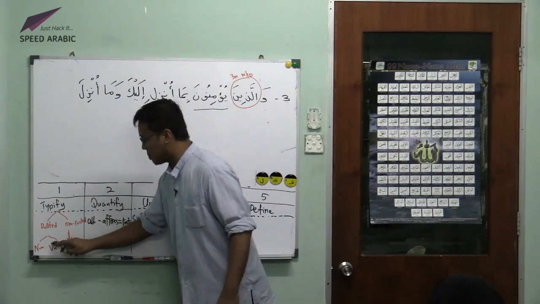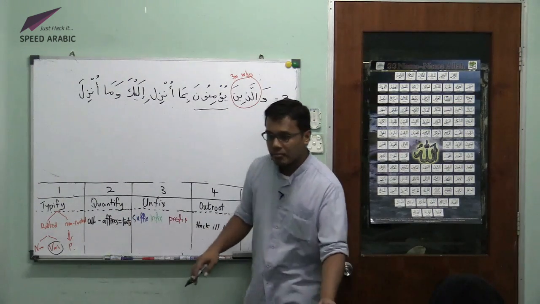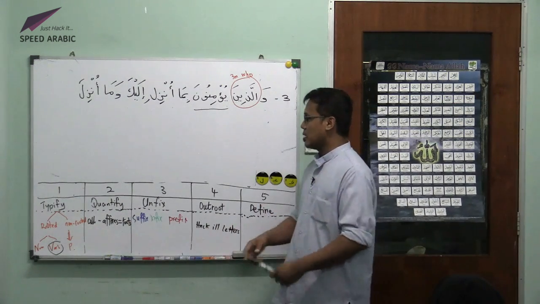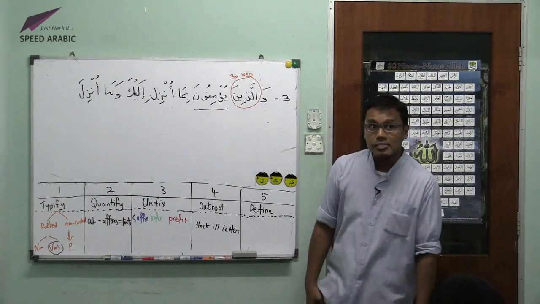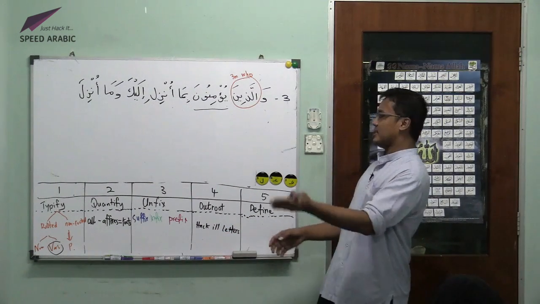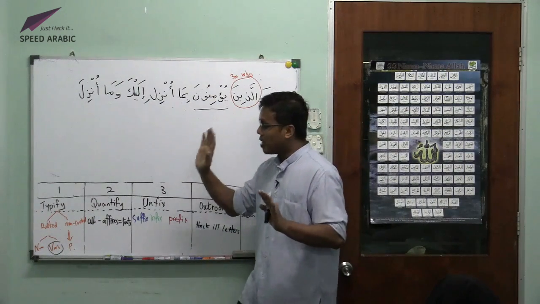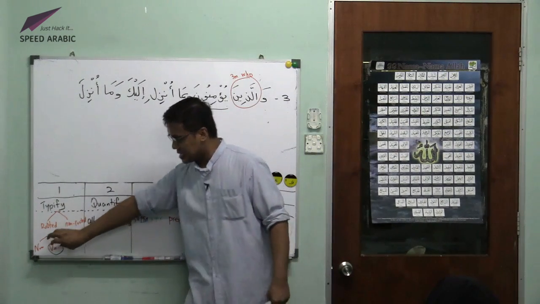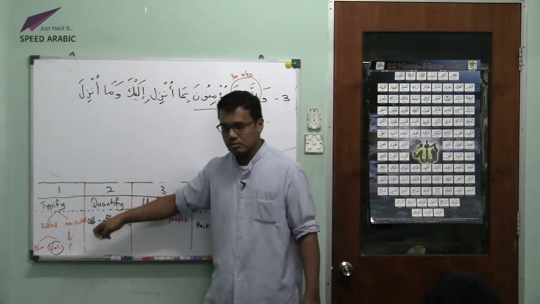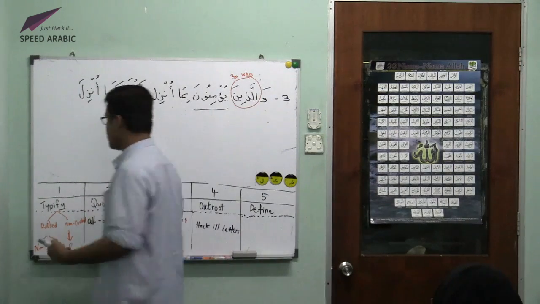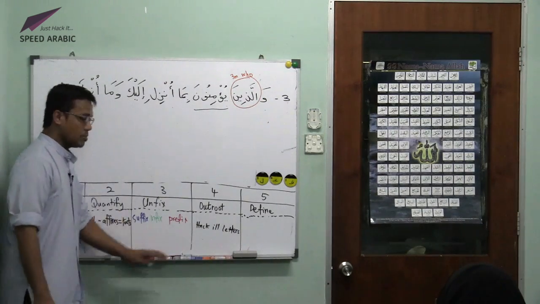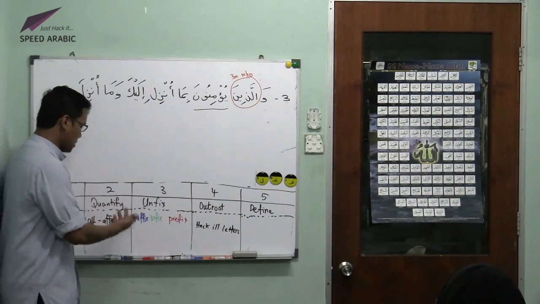Because it's a verb. How do you know it's a verb? Because there's a ya. Okay, that's the easiest way to know. Once you know that it is rooted, you go to step number 2. What do you do in step number 2? Count. Okay, you quantify, you count.